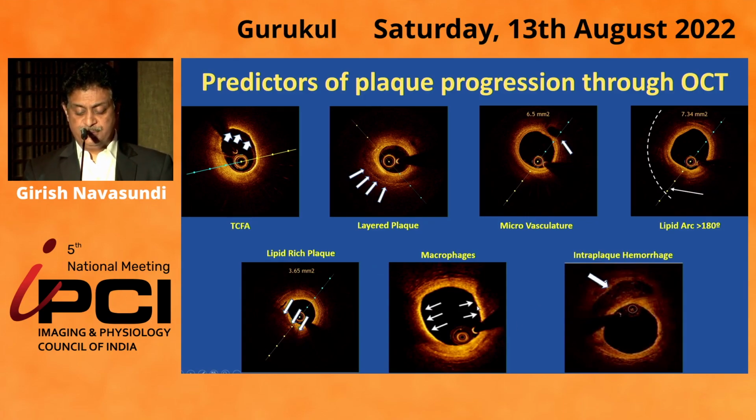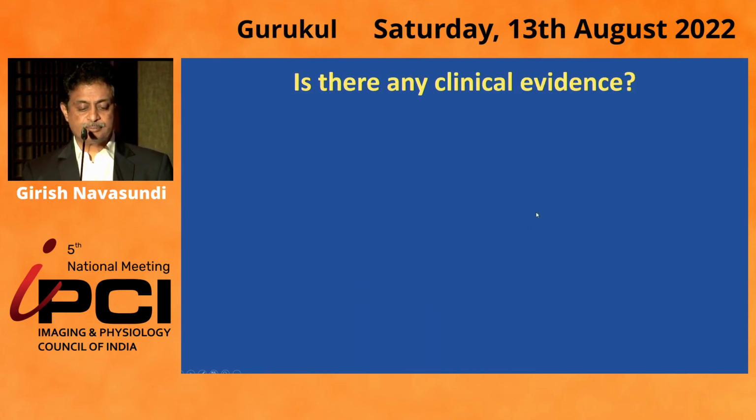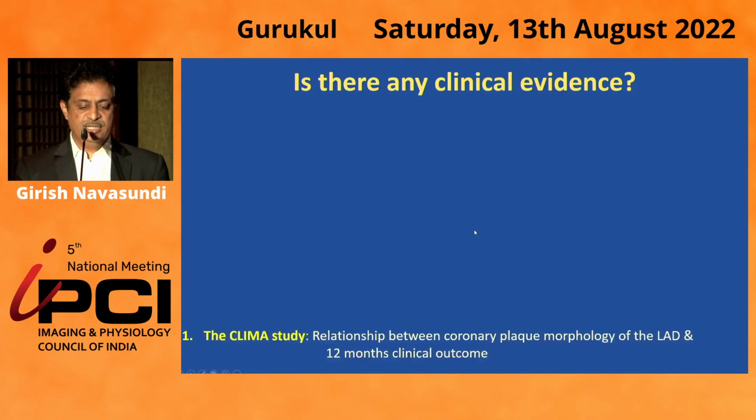Then the macrophages. Just behind this golden intimal layer, you can see there are bright spots which are actually macrophages. Macrophages, if they're clustered together, cause more inflammation, more destabilization of the plaque, and more chance of plaque rupture or erosion. And then this, we just saw a picture like this. This is called intraplaque hemorrhage, which again is associated with a high risk of ACS. Now, is there any clinical evidence for this?